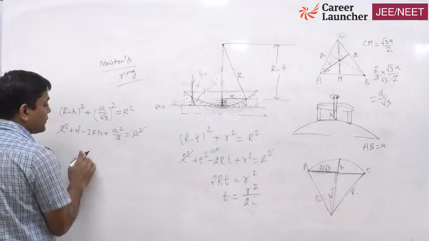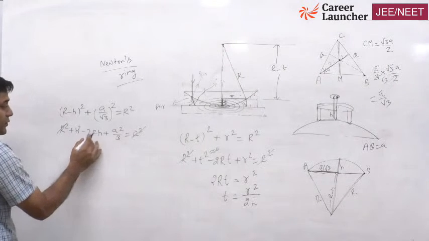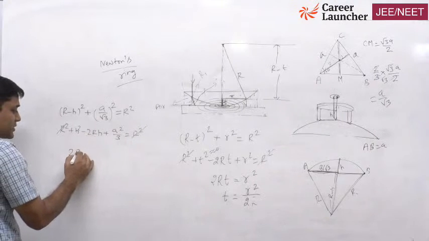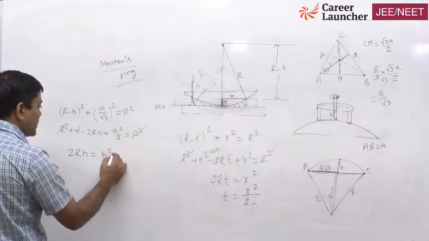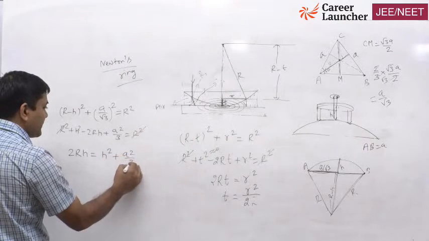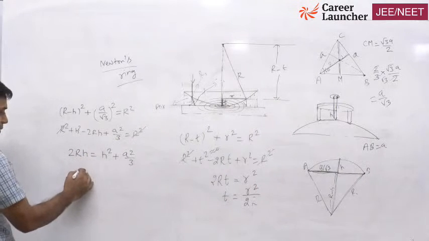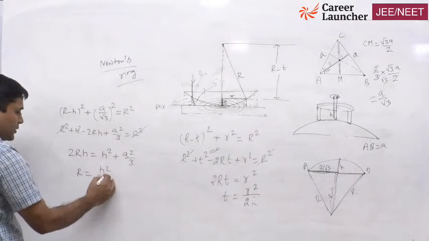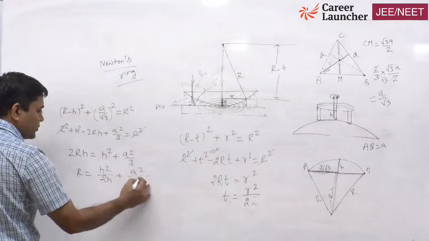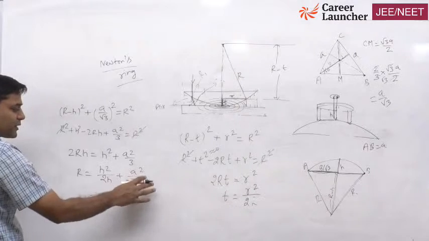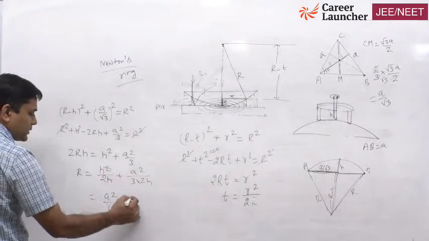In your school book they have calculated the value of R here. So 2RH is equal to H square plus A square by 3. And then R will be given by H square by 2H plus A square by 3 into 2H. It becomes A square by 6H plus H by 2.